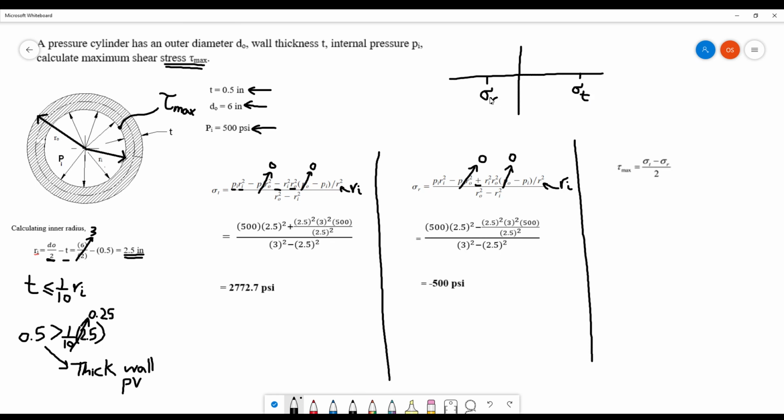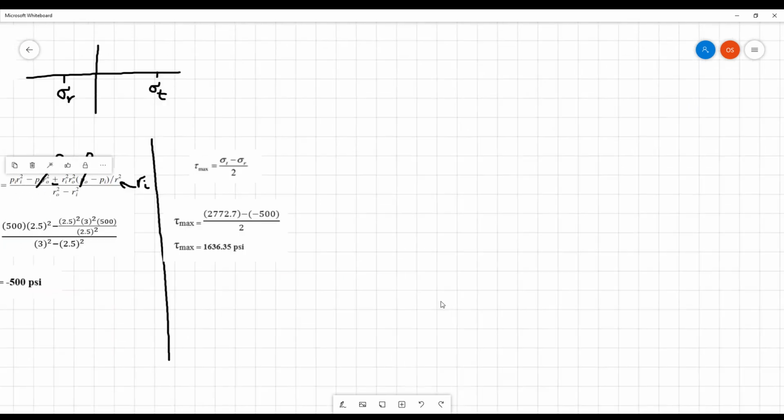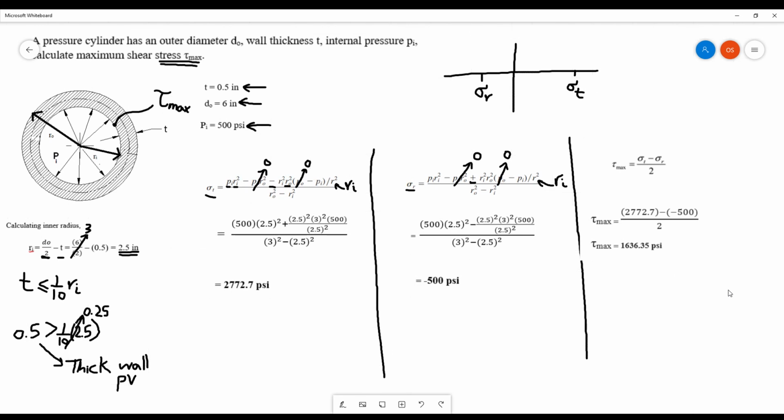When you subtract sigma r from sigma t and divide it by 2, you get the radius of Mohr's circle, because remember, sigma t and sigma r are principal stresses. So if you plug in the values for sigma t and sigma r, you'll end up with a tau max of 1636.35 psi. And this concludes our problem.